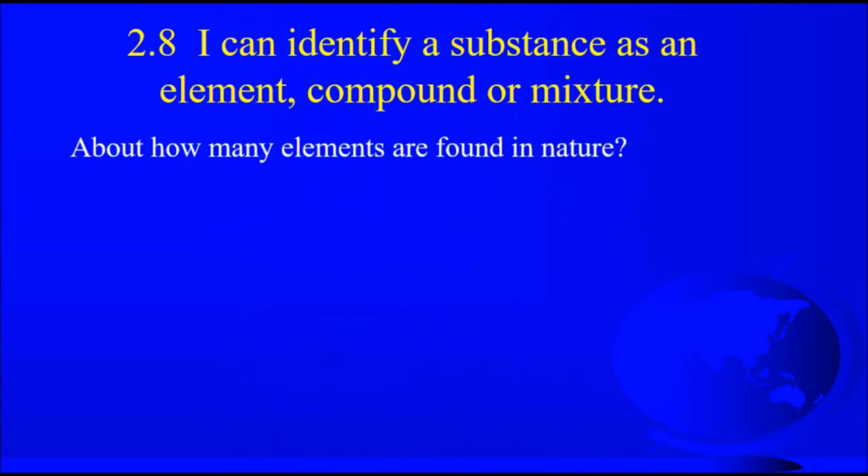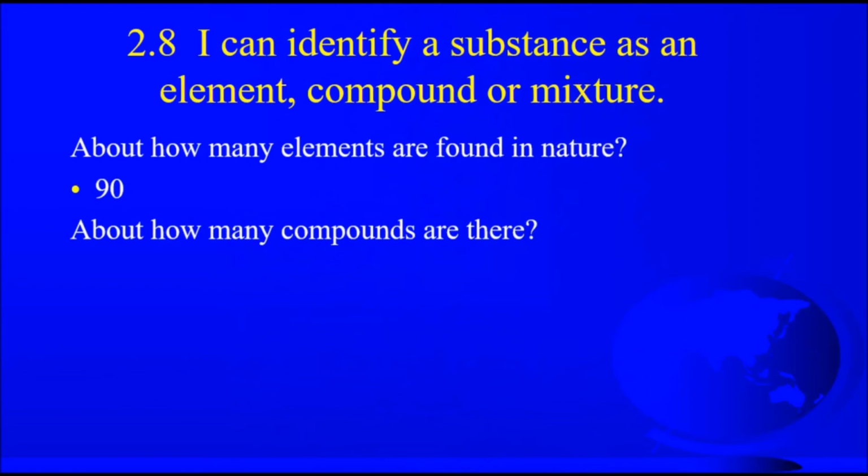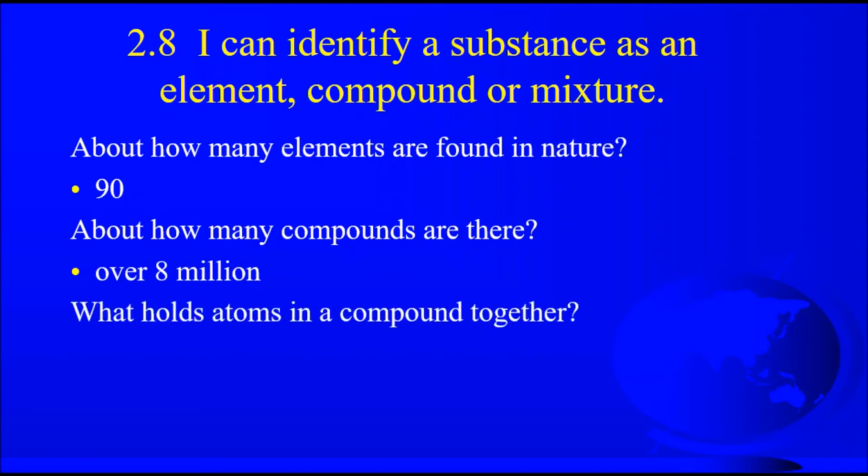How many elements are found in nature? 90. Not 118. Where did we come up with the other 28? Man-made. How many compounds are there? Over 8 million. So how we combine 90 elements into 8 million is what chemistry is all about. What holds atoms and compounds together? They're called, not James Bond, chemical bonds.